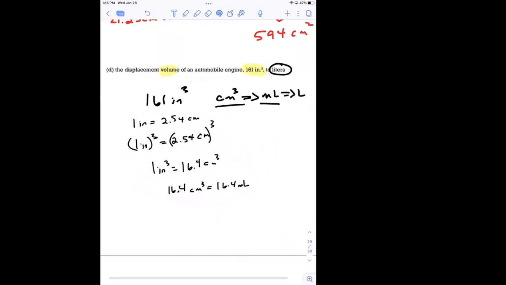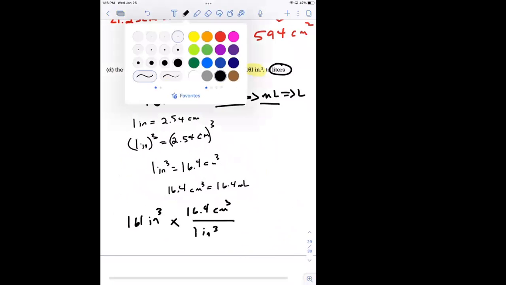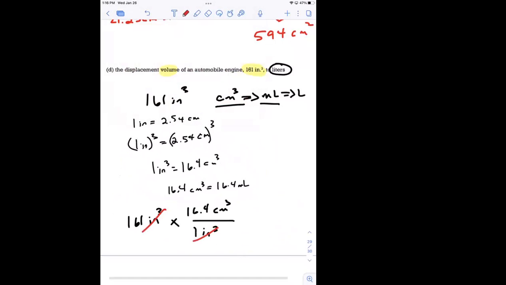So what conversion factor can I now set up to convert cubic inches into cubic centimeters? I can take that 161. Is that right? 161 cubic inches times what? What do I want in the top? 16.4 centimeters cubed over 1 inch cubed. Good. Excellent. Right. And then the inches cubed that's going to cancel. So what do I have in cubic centimeters? It'll be 161 times 16.4. Is that right?